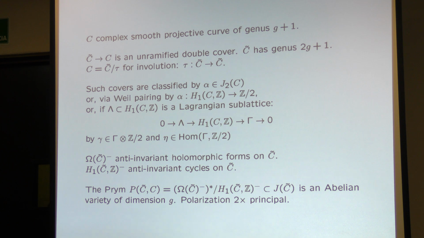All right, so what's the Prym? For the Prym, you take the anti-invariant holomorphic forms on the cover, and you take the anti-invariant cycles, and you just take the quotient. Usually, this is a subvariety in the Jacobian of C, and it's an abelian variety of dimension g. Its polarization is twice the principal one. So, what is known about this?